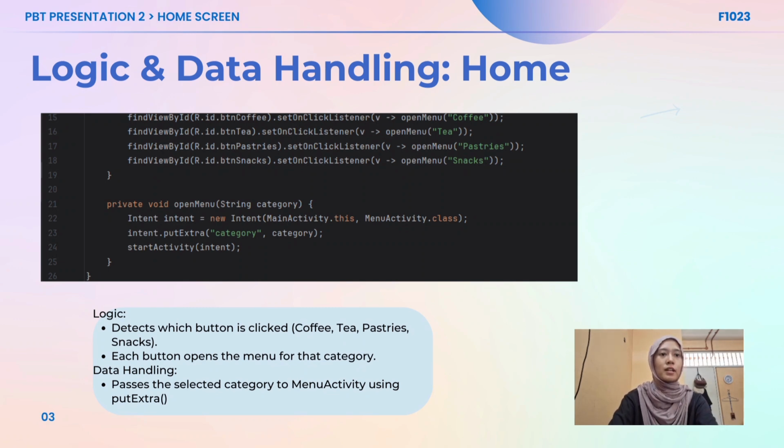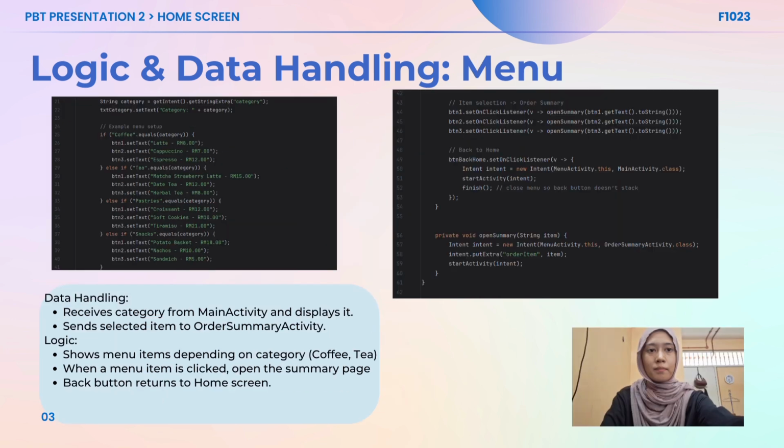For the first slide, I'm going to explain the logic and data handling for the home page. On the home screen, each button, coffee, tea, pastry and snacks, has a click listener. When we press it, it will call the open menu category. In this part we create an intent to go to the menu screen and send the selected category with the putExtra code. So the logic is: detect the button and send the category to the menu activity.